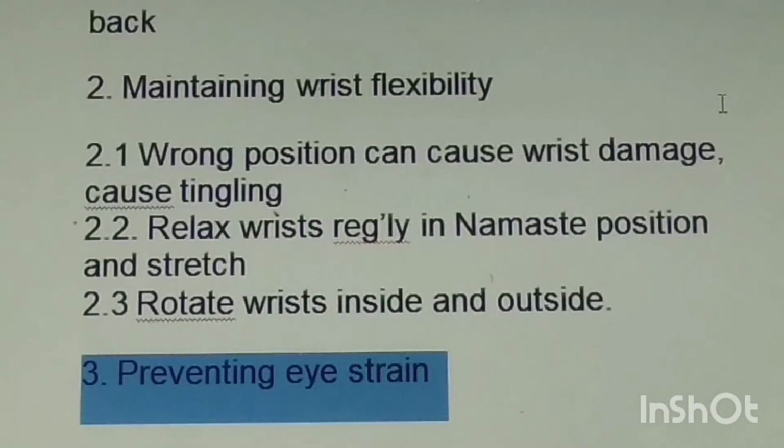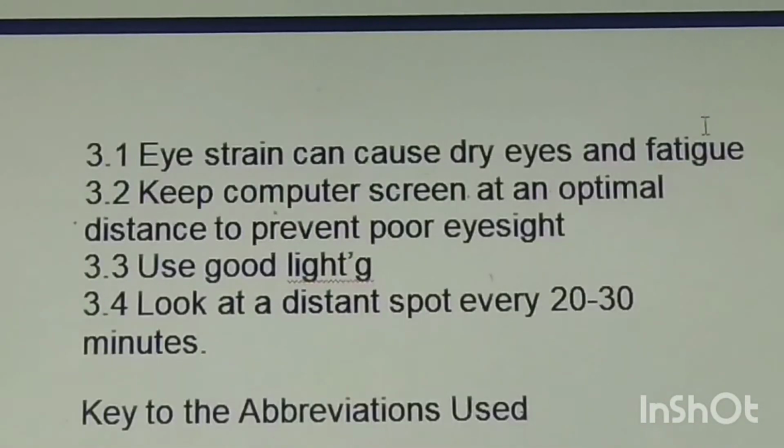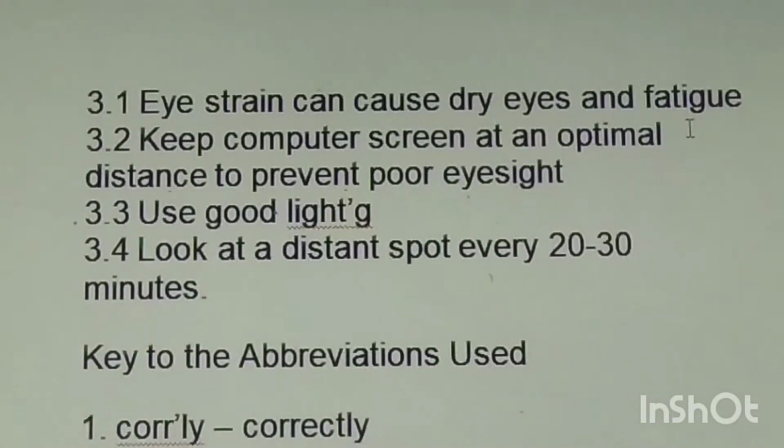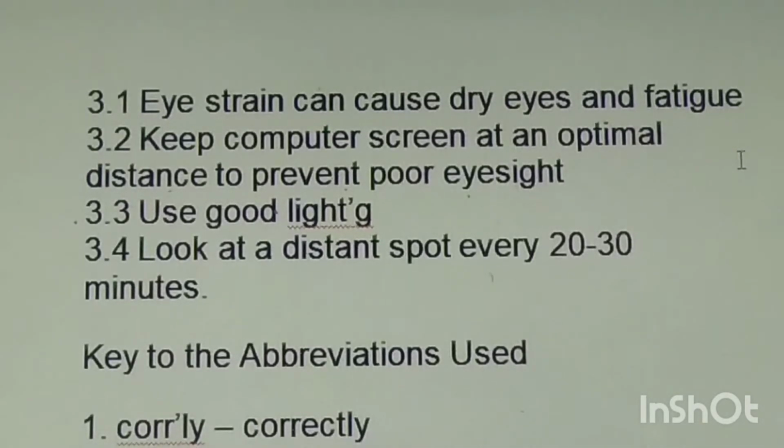Wrong position can cause wrist damage, cause tingling. Relax wrists regularly in Namaste position and stretch. Rotate wrists inside and outside, preventing eye strain. Eye strain can cause dry eyes and fatigue. Keep computer screens at an optimal distance to prevent poor eyesight. Use good lighting. Look at a distant spot every 20-30 minutes.